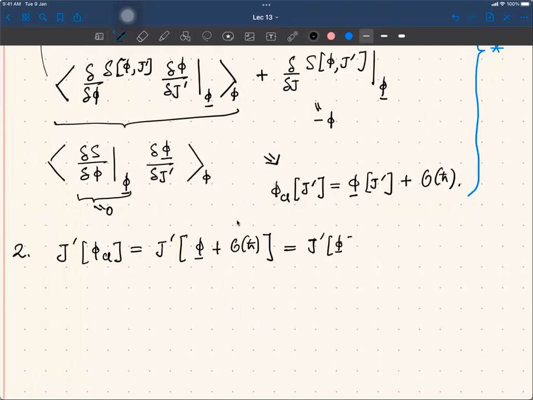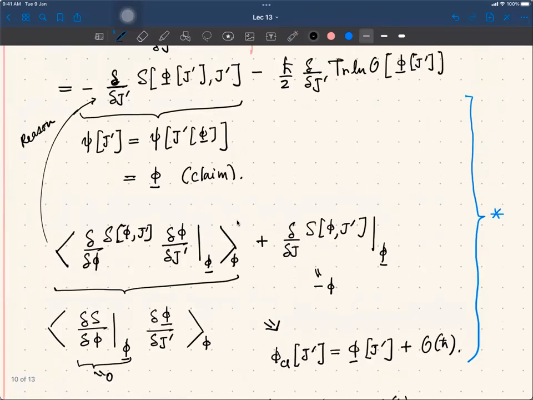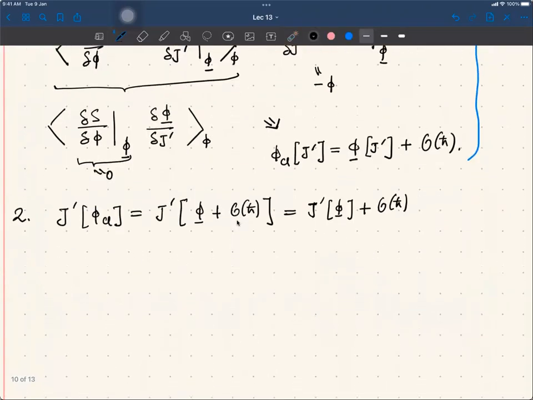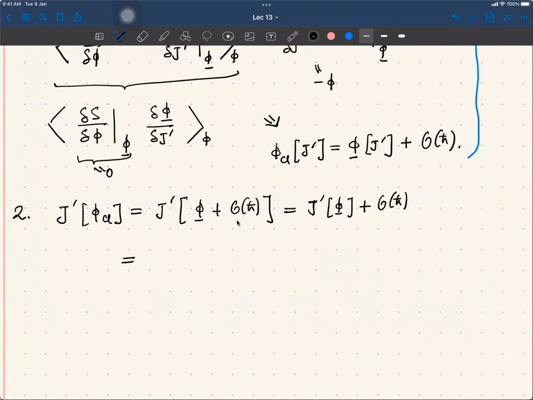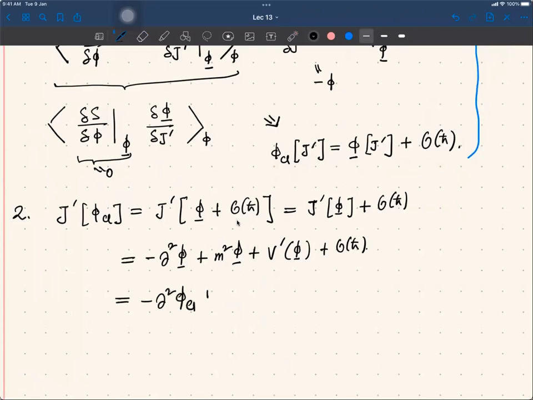If you just think of it as a Taylor expansion, Taylor expanding J prime around phi lower bar, then it is this plus an order H bar contribution. But J prime of phi lower bar is nothing but, as I said, this one. So the result is minus del squared phi lower bar plus m squared phi lower bar plus v prime phi lower bar plus order H bar. Now in this equation, I can easily replace phi lower bar by phi classical, phi CL, because the difference will be order H bar, which I'm neglecting anyway. So this is minus del squared phi CL plus m squared phi CL plus v prime phi CL plus order H bar.